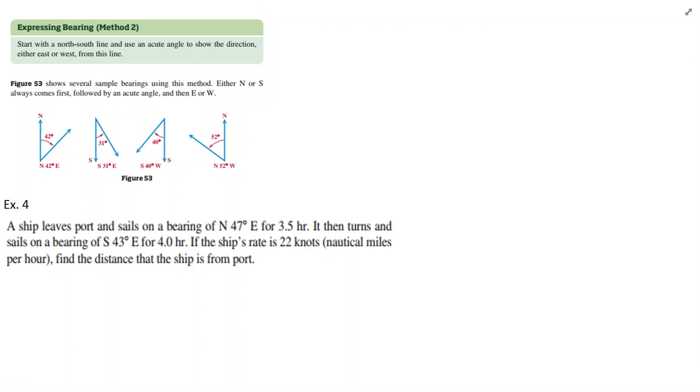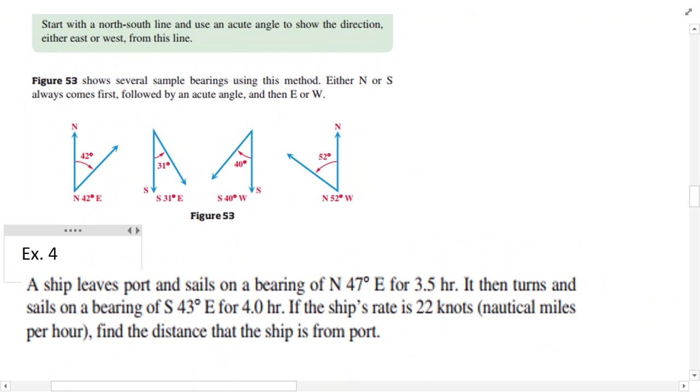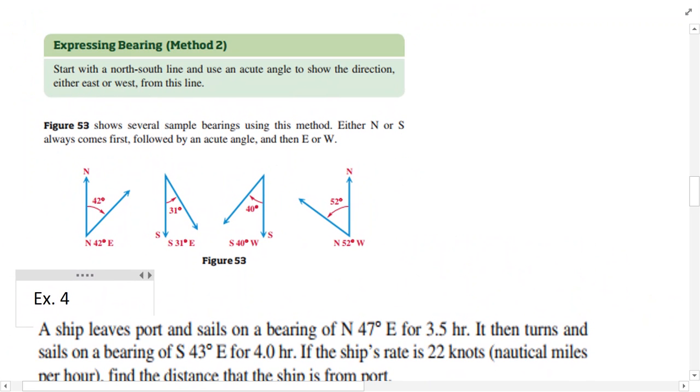So another method of the bearing that you may have seen before has to do with this idea of a north-south line, and then you're always looking at some sort of acute angle. So let me kind of define how that works for us. If you see here, this says north 42 degrees east.